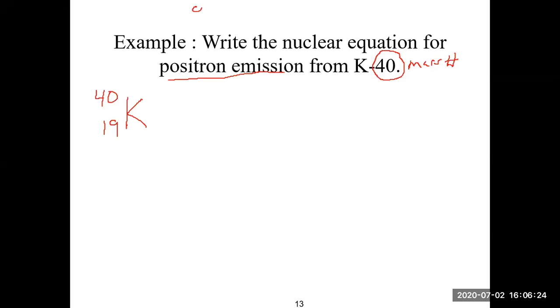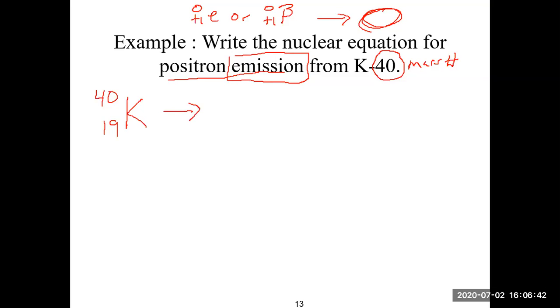So remember that our positron is either that symbol or that symbol. And also remember the other keyword here is emission, which means that the particle should be over here on our product side. So that means we do want the arrow. We do want our positron. Again, whatever symbol you want to use there, either one is perfectly fine.